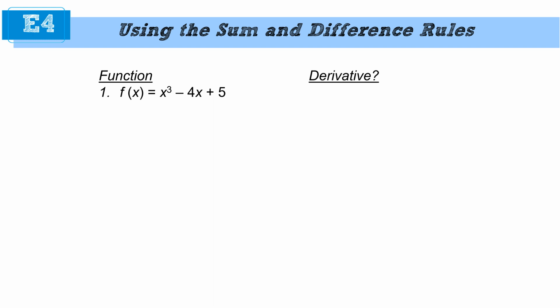Took the 3, brought it to the front, subtracted 1, I'm with you. Then took the 1 on top of the x, brought it to the front. One less. Where'd the 5 go? The 5, it went away.